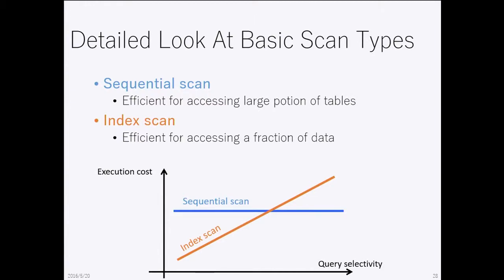So let me start with these two fundamental scan methods. Sequential scan is the simplest method, just scanning the whole table sequentially. On the other hand, index scan selectively scans only interesting data. So the execution cost of index scan is proportional to the selectivity of the query. And if you select only a small fraction of records, index scan is much cheaper than sequential scan. This range. But if you select a large portion of data, sequential scan is more efficient.